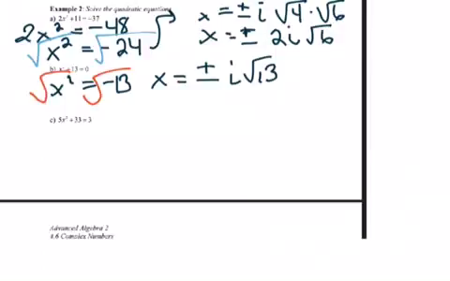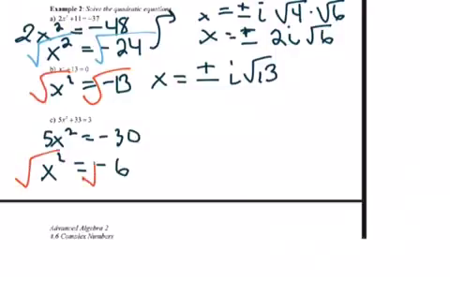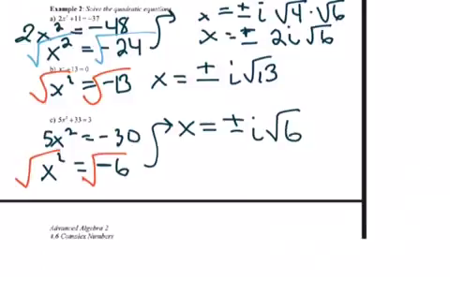All right, last one in this group. Again, I want to get x squared by itself, so I'm going to first subtract 33 from both sides to give me negative 30. Then I'm going to divide both sides by 5 to give me negative 6. Take the square root of both sides. So I get x is equal to plus or minus. Since it has a negative under there, I bring out the i, and square root of 6 is not simplifiable, so I just leave it as square root of 6. So I have i times square root of 6 and negative i times square root of 6 as my solutions.